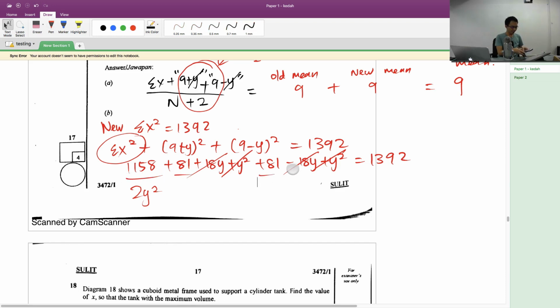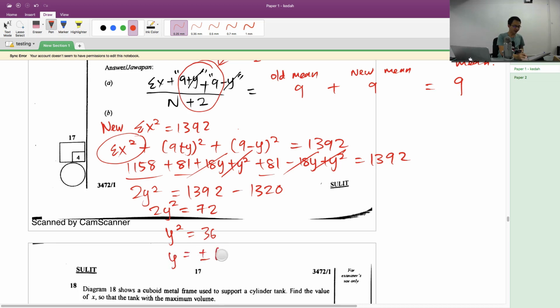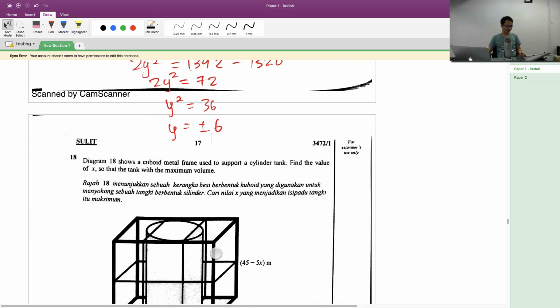Then I sum all these numbers. Using the calculator, 1158 plus 81 plus another 81 is 1320. I move it to the other side, so it becomes minus 1320. So 2y squared equals 72, so y squared equals 36. So y equals positive or negative 6, I just square root 36 and get positive and negative. This is how we do this kind of question. If you have no problem, then I will move on to 18.